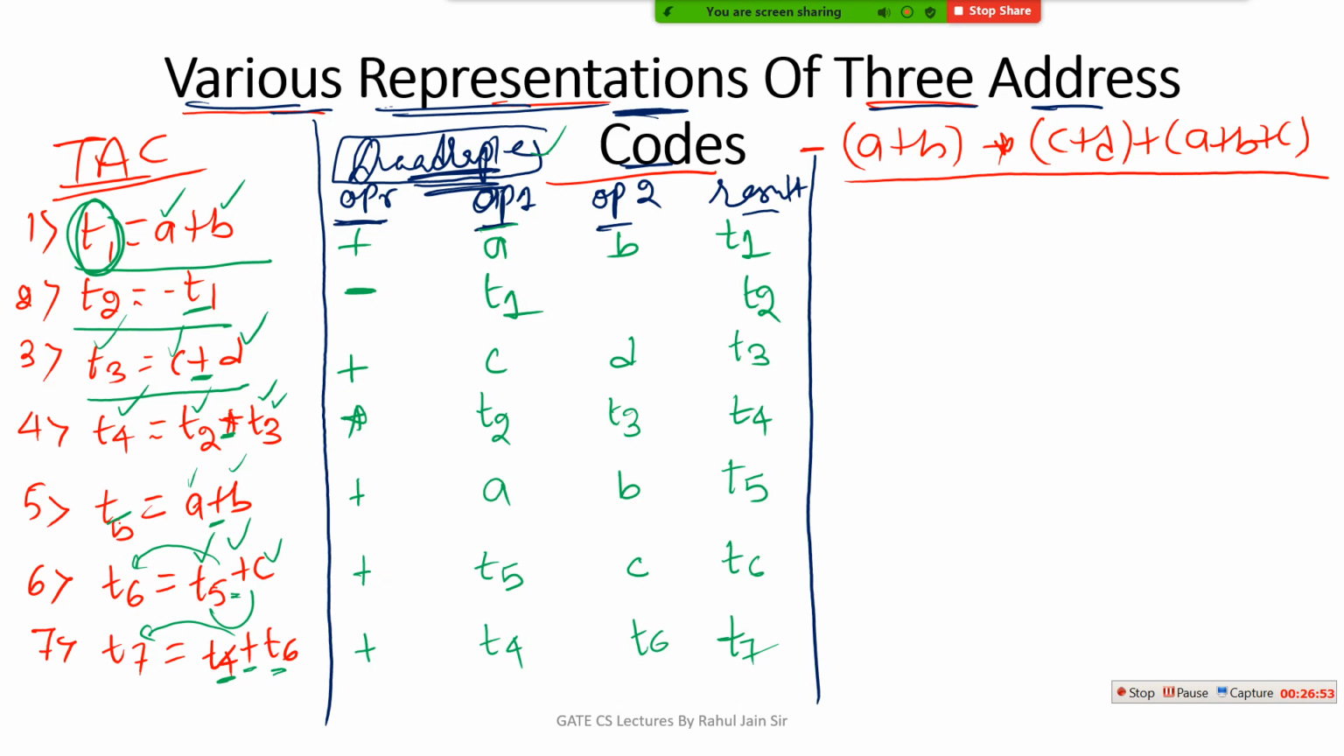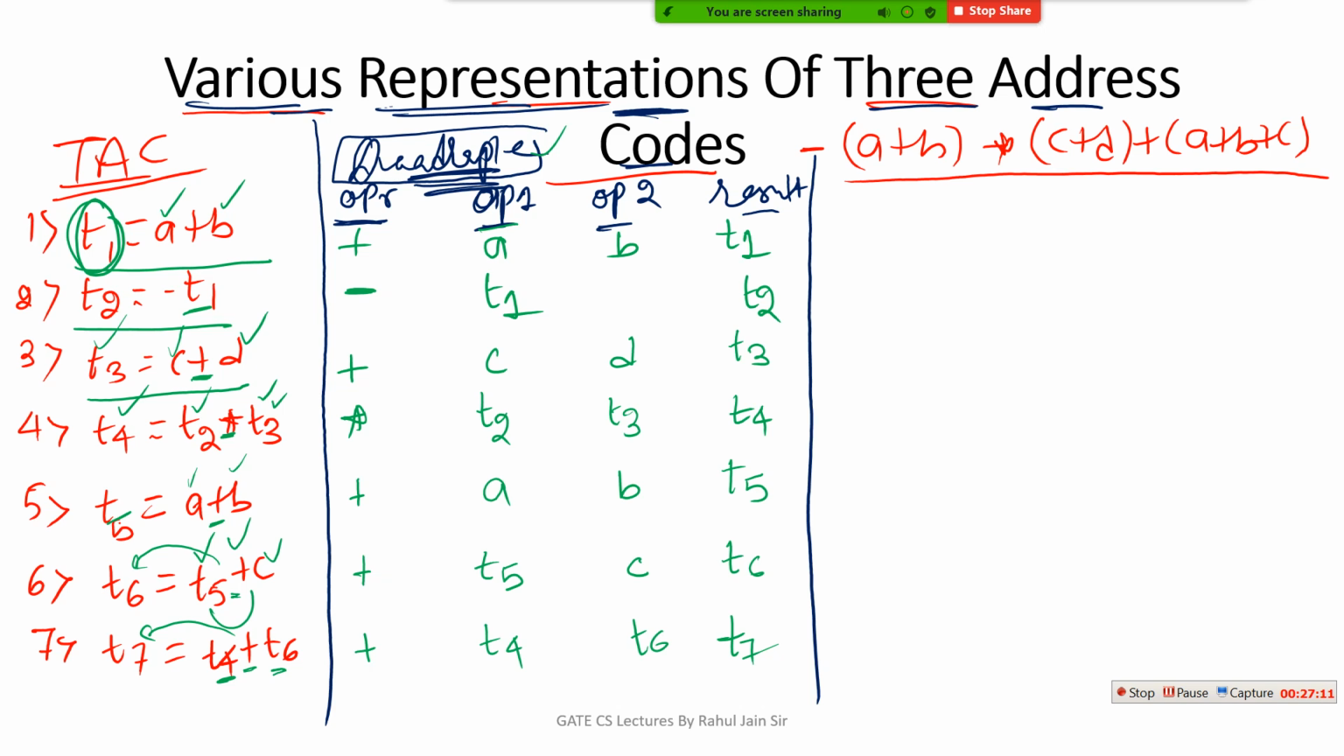It is just a theoretical topic, not important for GATE, but I am discussing it because it is in the GATE syllabus, that is why I am discussing it. But are you getting how to construct a quadruple table? Is it clear to everybody?